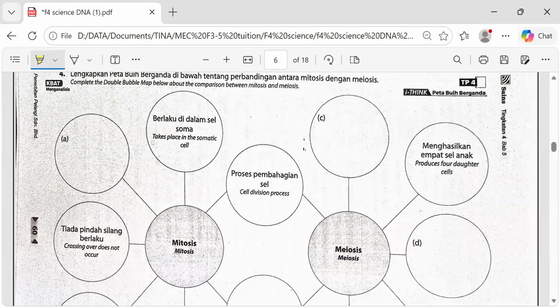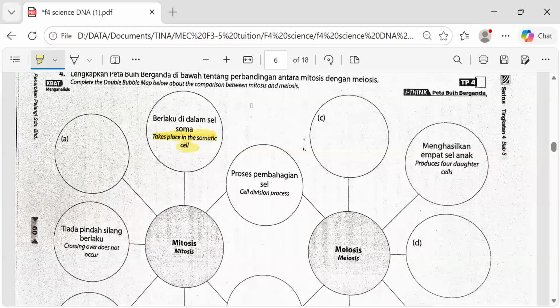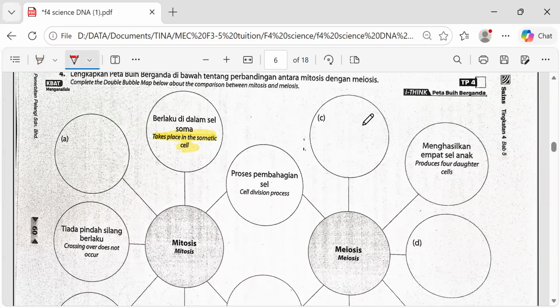Okay. Takes place in somatic cells. What are somatic cells? All the body cells. That means not the sperm, not the egg. If it's not sperm, not egg, it's called somatic. If it's sperm and egg, what is the word? Gamete. Okay, to produce gametes. So it takes place in the reproductive organs.